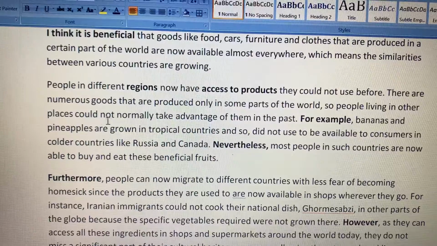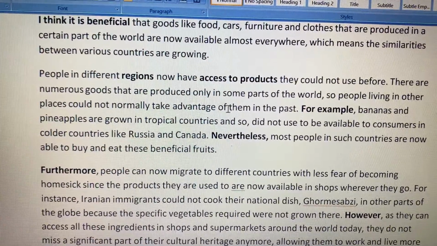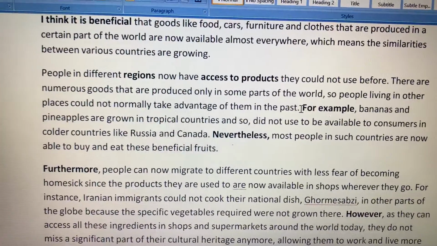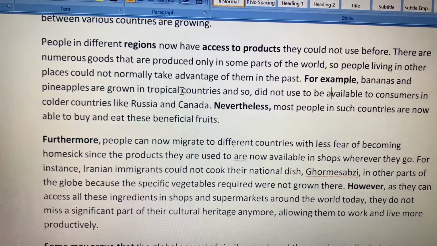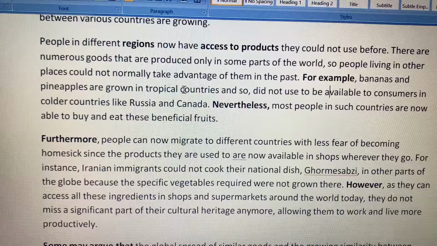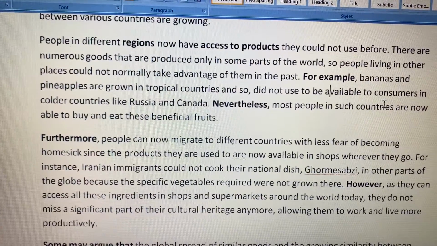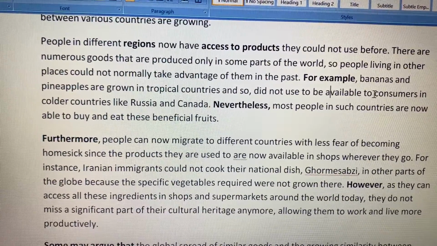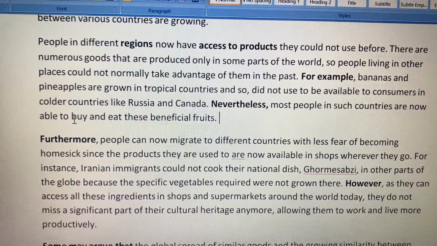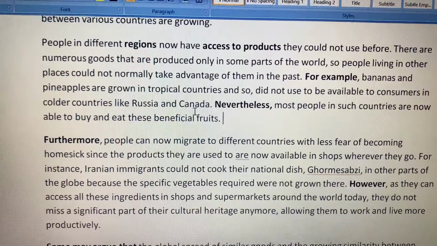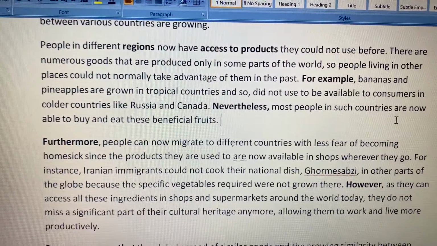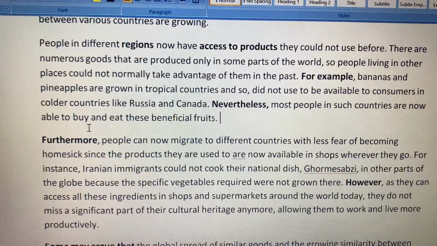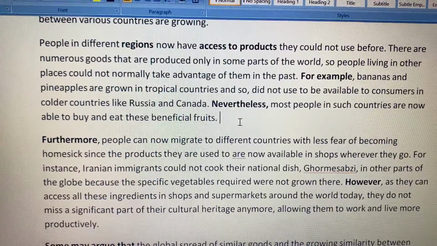So people living in other places couldn't normally take advantage of them in the past. For example, bananas and pineapples are grown in tropical countries and so they didn't used to be available to consumers. Consumers means customers in colder countries like Russia and Canada. Nevertheless, most people in such countries are now able to buy and eat these beneficial fruits.